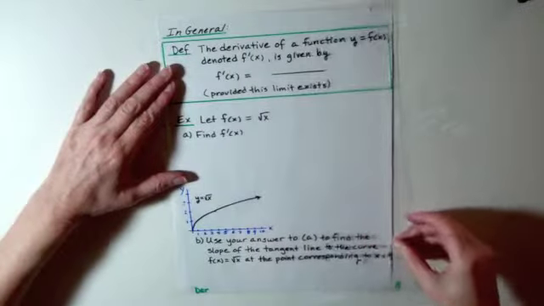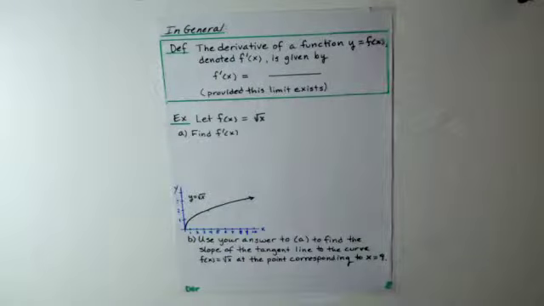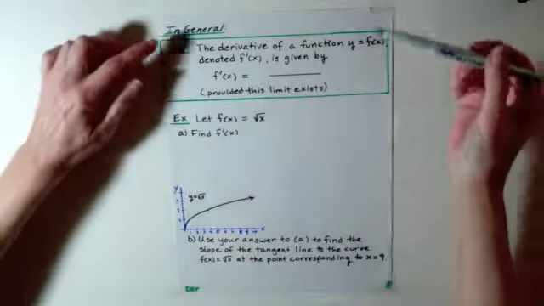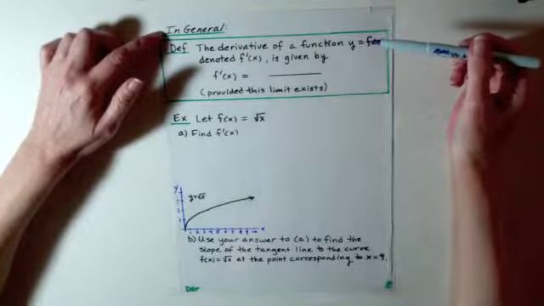So let's go ahead and do that, and then we'll do another example with a new function, just so that you can get more used to this idea of the slope of the tangent line at x and also the derivative of a function.